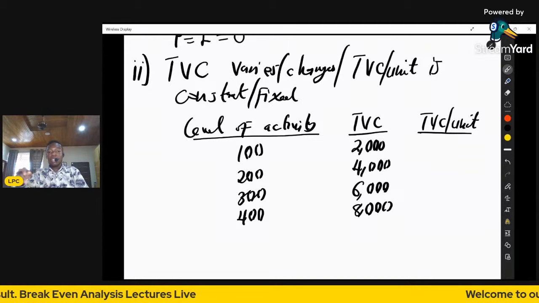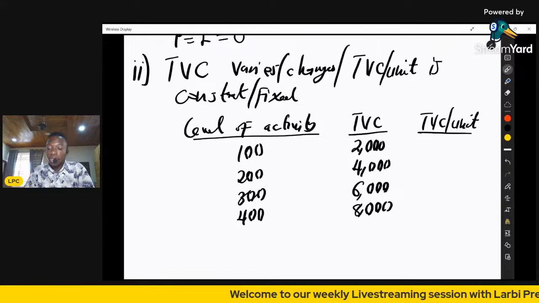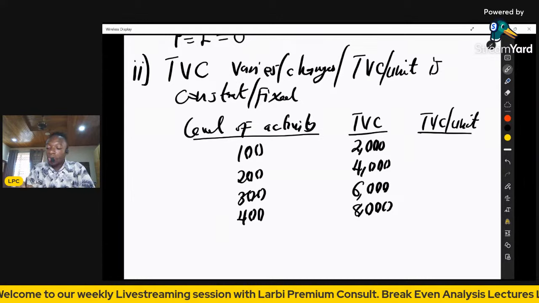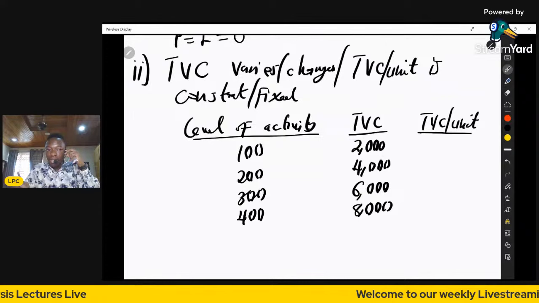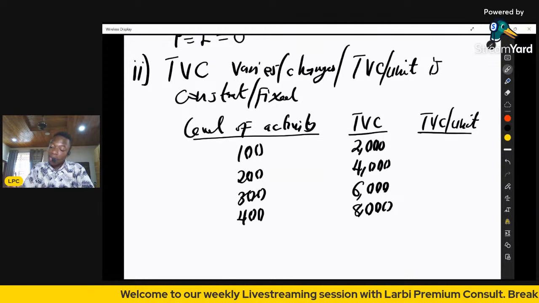Now let's find our total variable cost per unit. So how do you find that? You divide the total variable cost by the level of activity in that line. So this is what we're going to do. We'll take 2,000 divided by 100. We take 4,000 divided by 200 until we get to the last level of activity, which is 400.